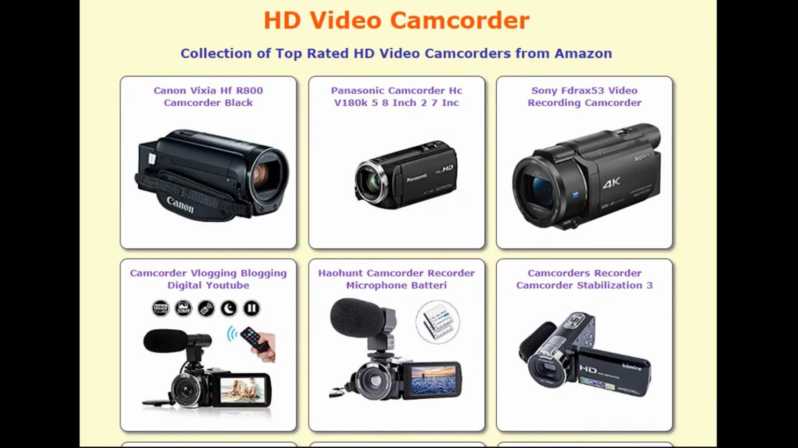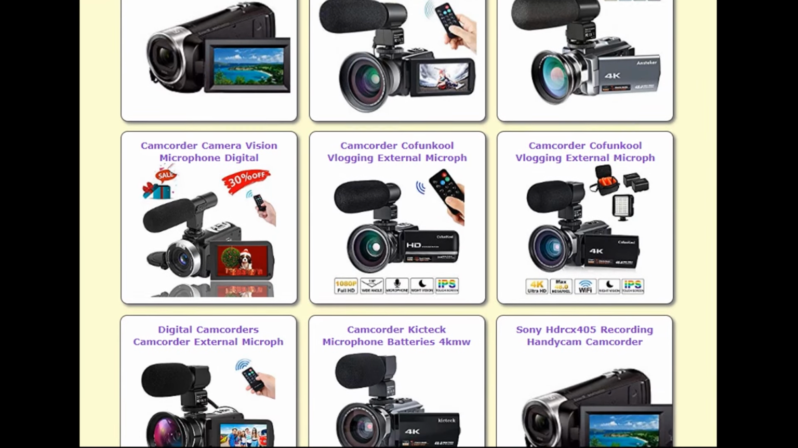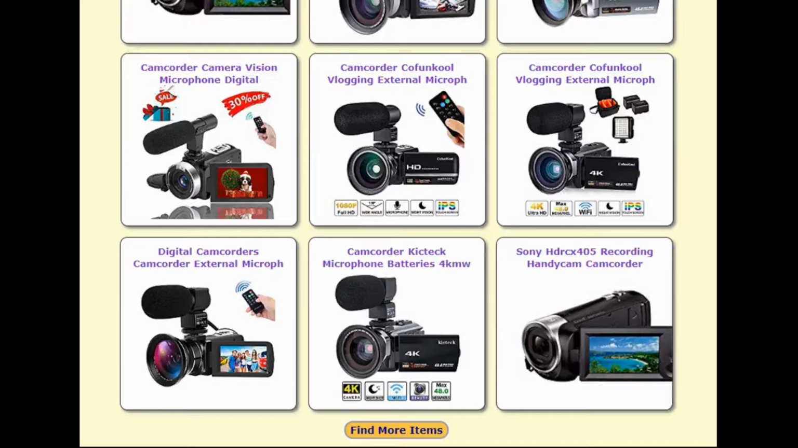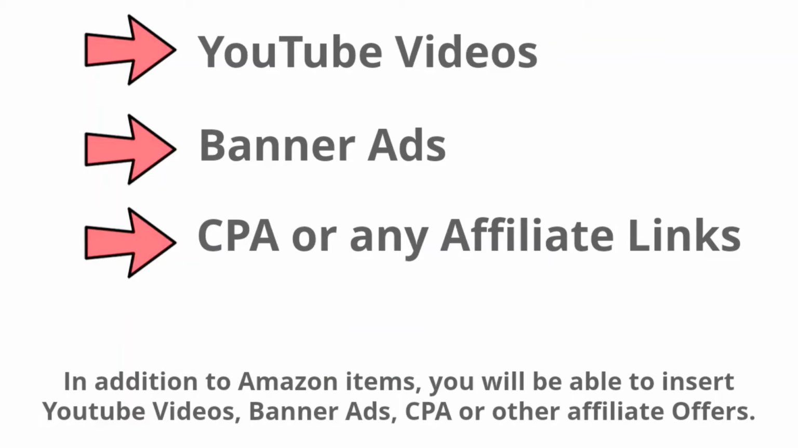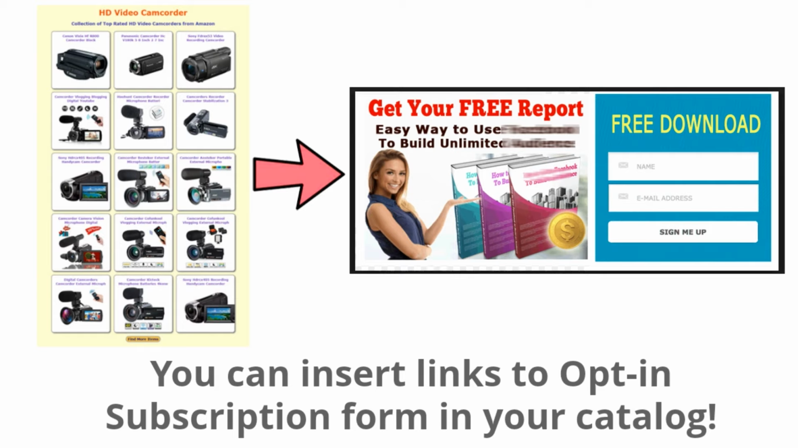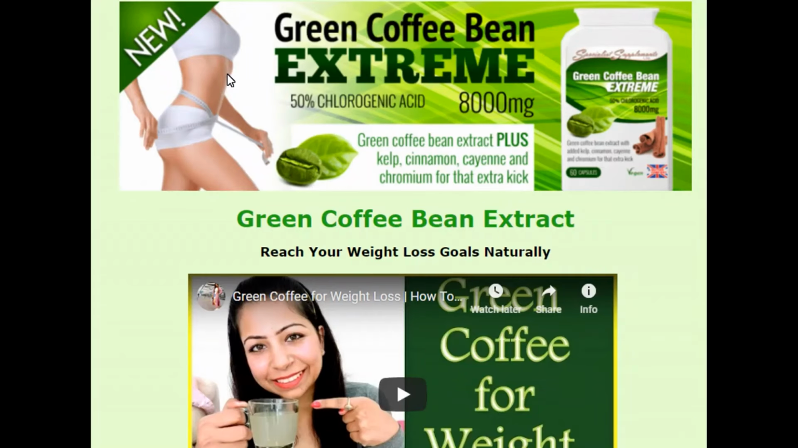Here's a typical example of a basic catalog created for digital camera niche. In addition to Amazon items, you'll be able to insert YouTube videos, banner ads, CPA, or other affiliate offers. You can insert links to opt-in subscription form in your catalog. Here's an example of such a catalog with additional features.